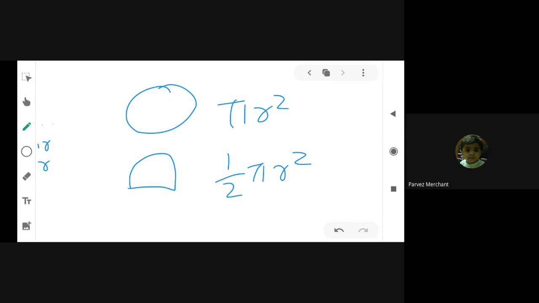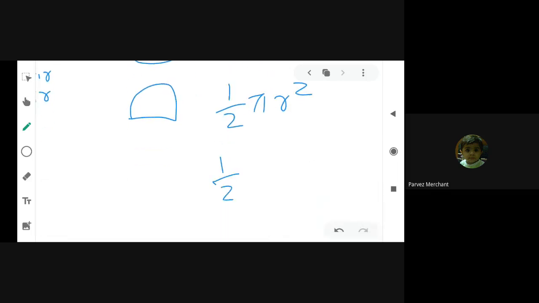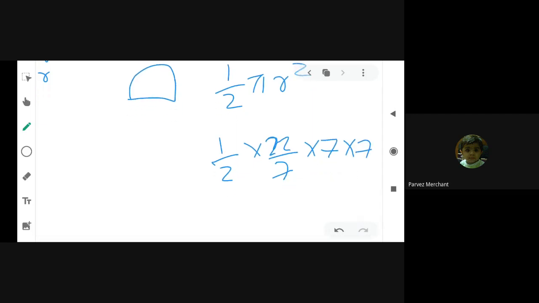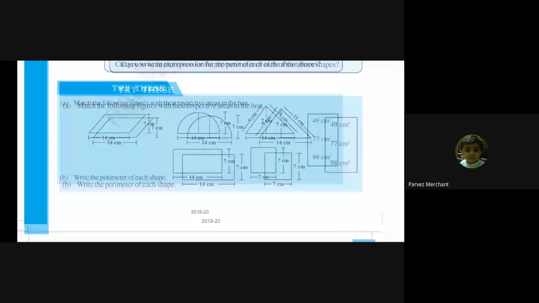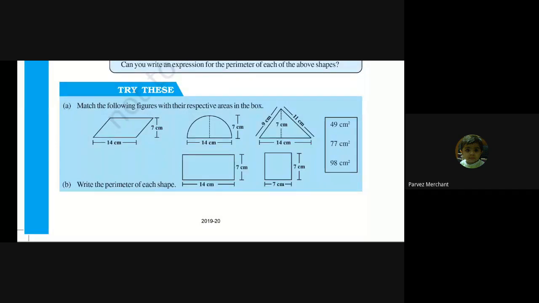Now put the value here, given that the radius is 7, right? Now solve this. 7 and 7 will be cut. 11 2s are 22. Now we have to multiply it only. 11 7s are 77. So the area of the semicircle is 77 centimeter square.